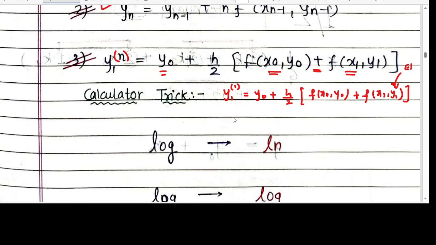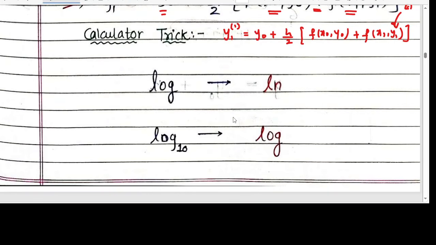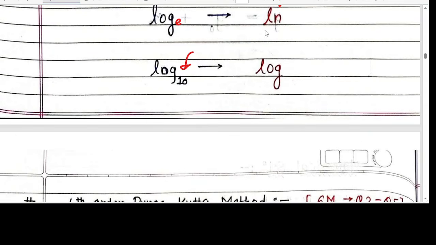And most important, all of you remember, if in the given question log to the base e is there, then in the calc we have to use ln, right? And if log to the base 10 is given in the question, we have to use log, right? So this is a very important setting that you have to do in the calc. For log to the base e or simply log, we have to use ln, and log to the base 10, if it is given specially, we have to use the log function of the calc.